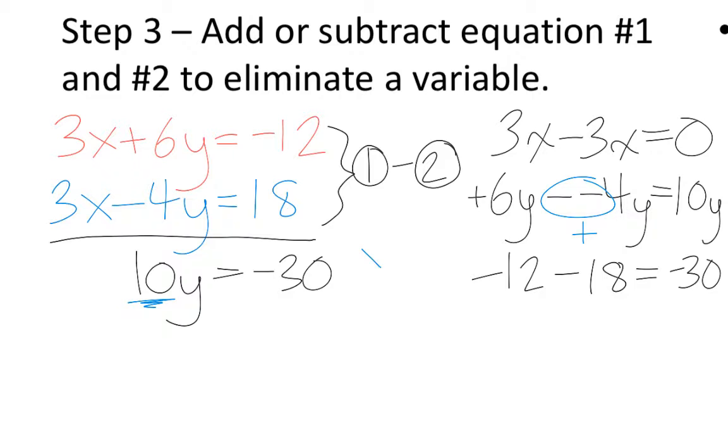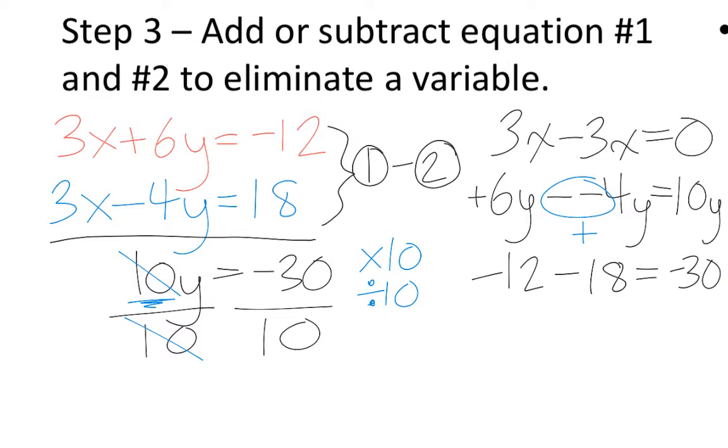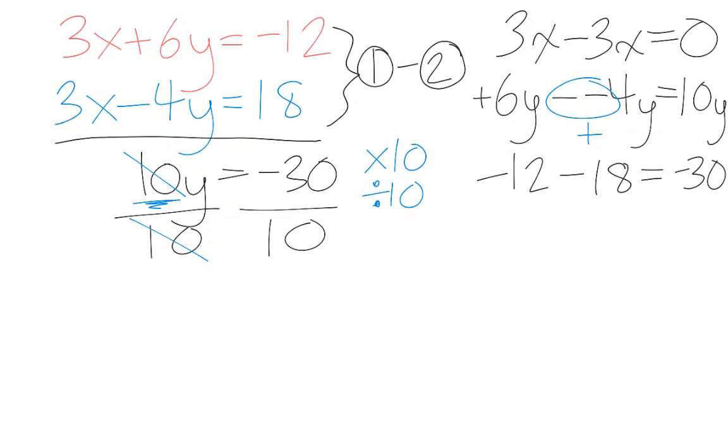So this is secretly multiplied by 10, but we want to get rid of it, so we're going to do the opposite. We're going to divide both sides by 10. Let's go ahead and do that. The 10s cancel out, which leaves us with y, and negative 30 divided by 10 is negative 3, because when you have a negative divided by a positive, you get a negative number.